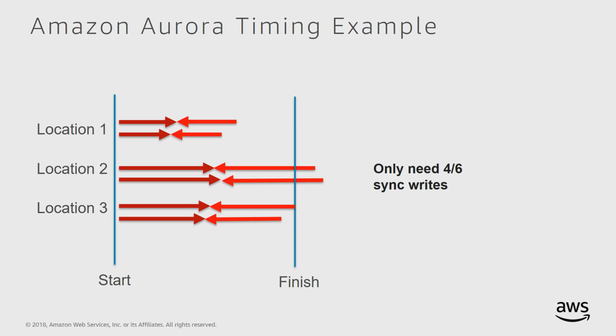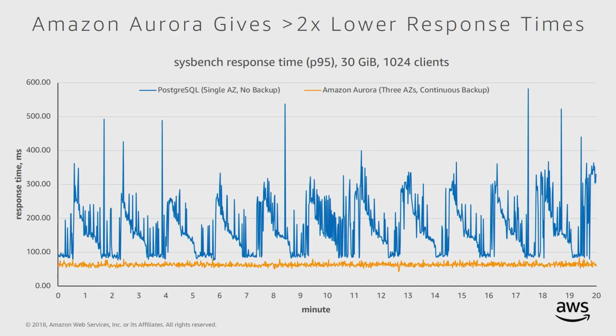So this results in quite a bit different latency. What I'm showing here is us running sysbench, and this is the P95 of the response time, so it's the tail, the higher end of the response. It's a 30 gig working set, or 30 gig sysbench with 1,024 clients. Response time is on the vertical axis, and then minutes along the bottom that we were running. The yellow is Aurora, and the blue is Postgres. The thing I want to show you about the blue is that it's single AZ, so this is not even multi-AZ. This is writing just to the local AZ, versus this one writing to 3 AZs.